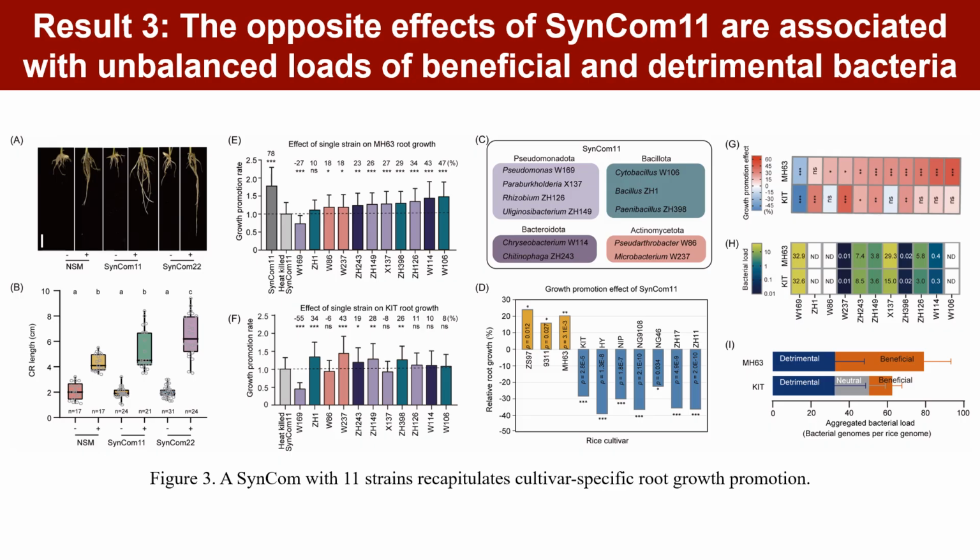Inoculation experiments with individual strains and SynCom11 both demonstrated that the same microbe exhibits preference in its root growth promoting effect across different rice cultivars. Further analysis of the absolute abundance of colonizing bacteria revealed that the colonization level of beneficial bacteria specific to each cultivar may determine the effect of the microbial community. When beneficial bacteria dominate or exhibit higher colonization levels in the roots, the microbial community exerts a beneficial effect on the plant.